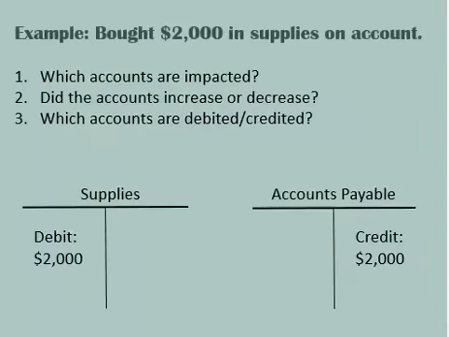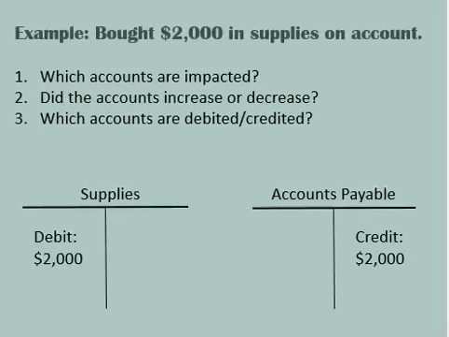Let's look at a second transaction. Here the company bought $2,000 in supplies on account. The accounts impacted are supplies and accounts payable. And I know that accounts payable is impacted because I purchased the supplies on account, meaning that I haven't paid for them yet. I've purchased them on credit, and therefore I've incurred a liability called accounts payable.